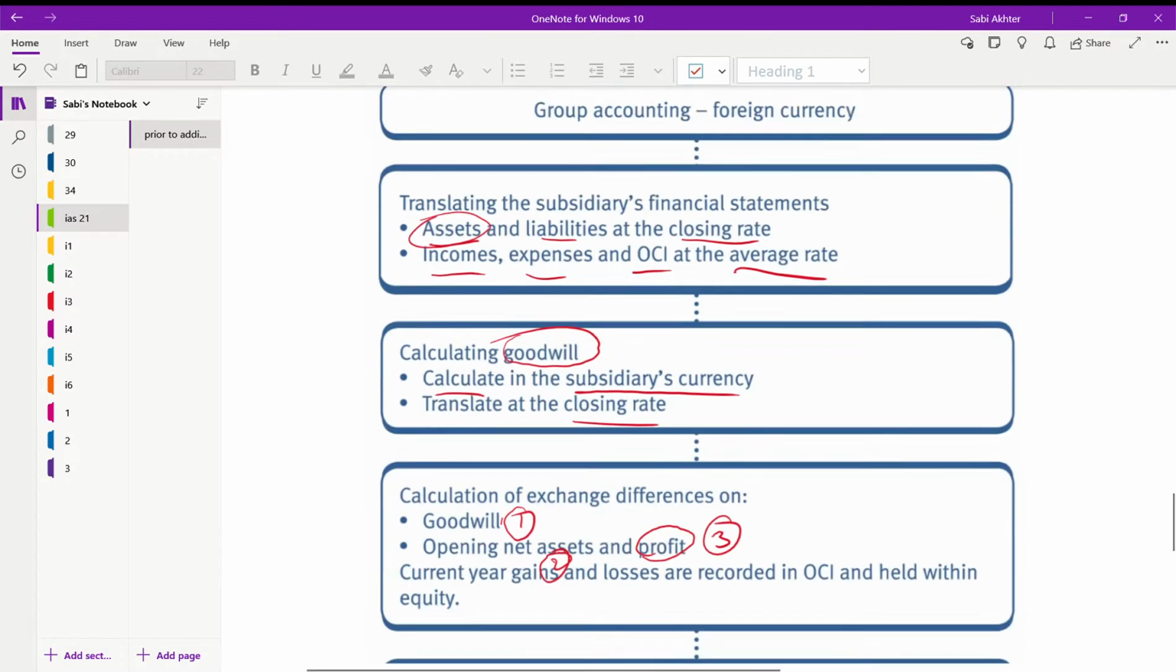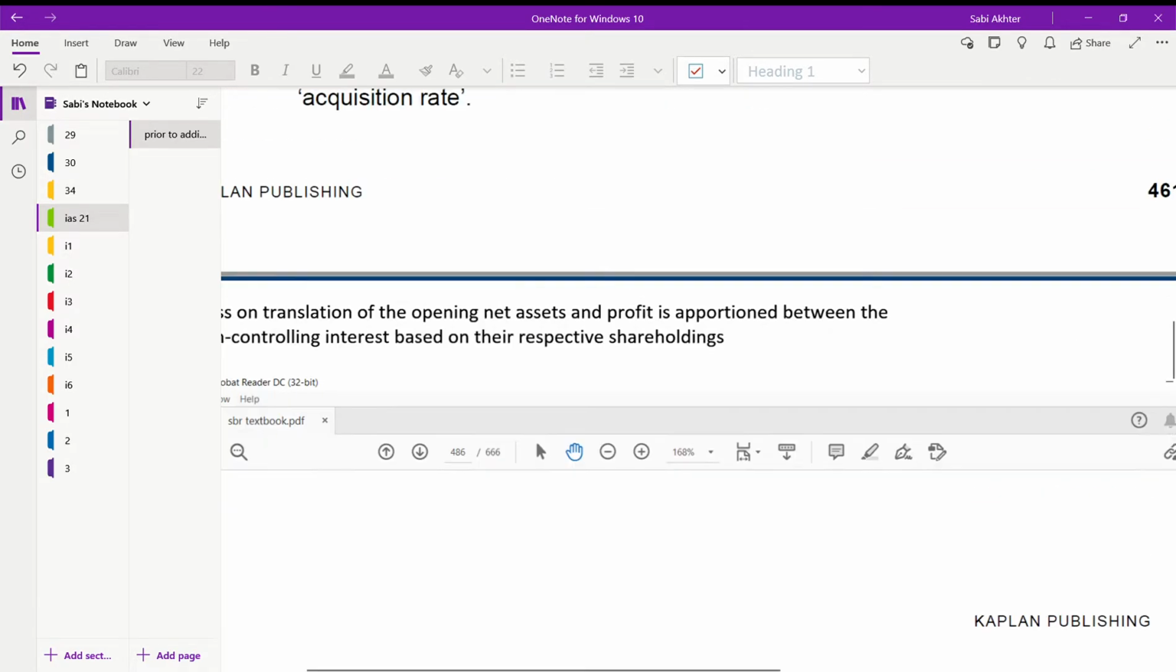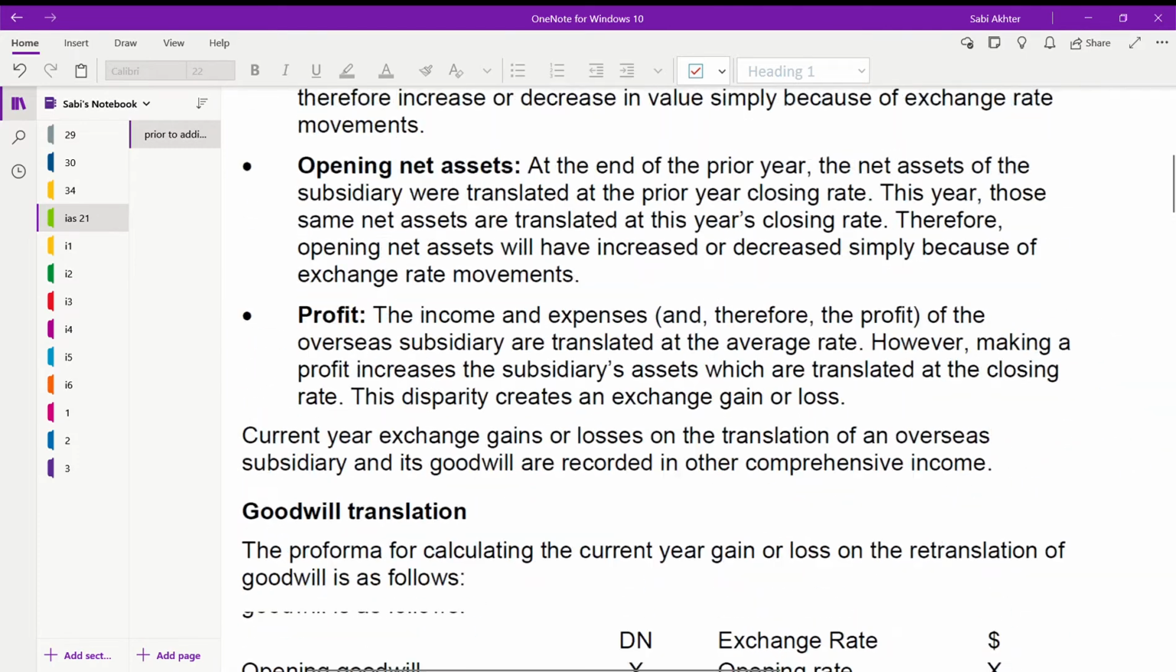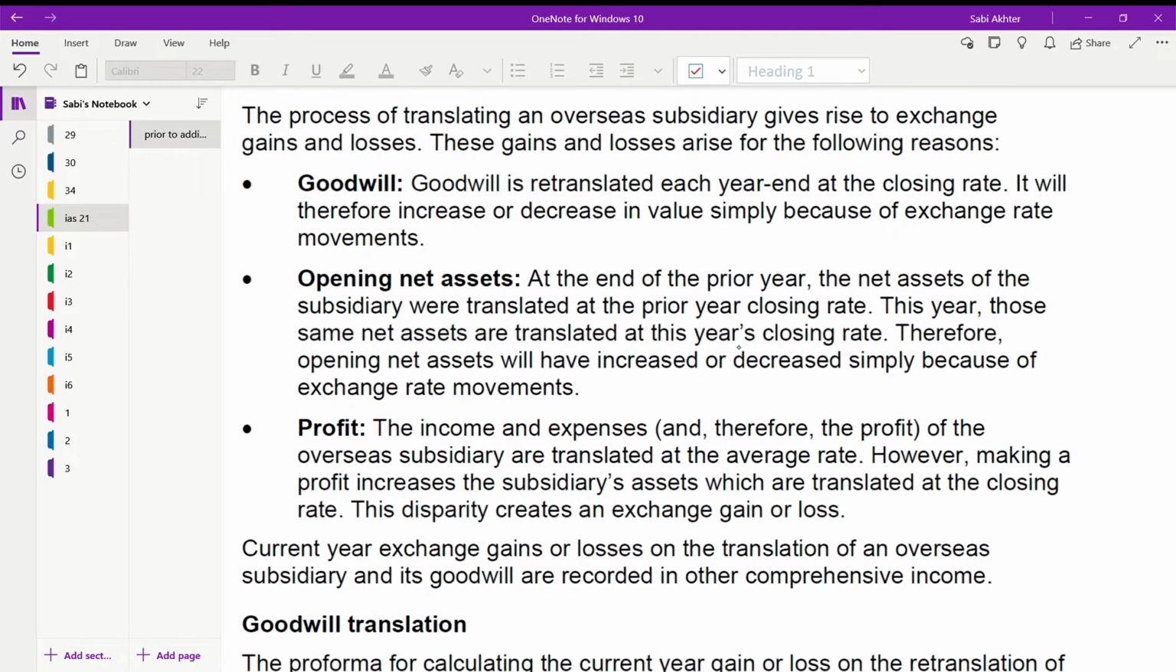One example, let us go to the profit. For example, income and expenses you translate at the average rate, right? But in making that profit, whatever the subsidiary's assets are, you translate at the closing rate. For example, depreciation of non-current assets. The subsidiary's non-current assets you translate at the closing rate, but the depreciation you translate at the average rate. So there is a disparity between the two. That's why it creates an exchange gain or loss.